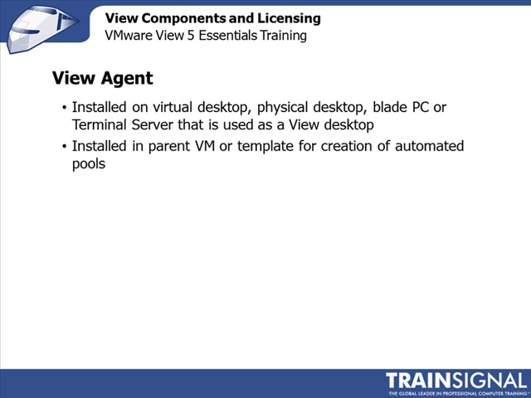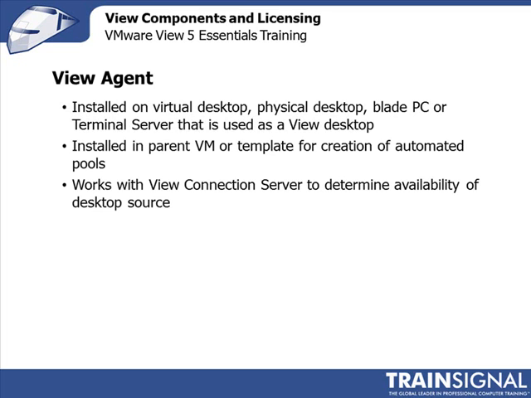The View Agent is what communicates back with the View Manager server to handle a lot of the automation pieces that are happening when we create those automated pools. It also works with the View Connection server to determine the availability of a desktop source. So one of the things that we get from the View Agent is that the View Manager server is constantly talking to these virtual desktops through the View Agent, allowing the View Manager to know what the status or state of that desktop is, whether or not it's available or accessible, or it's got an issue or a problem.